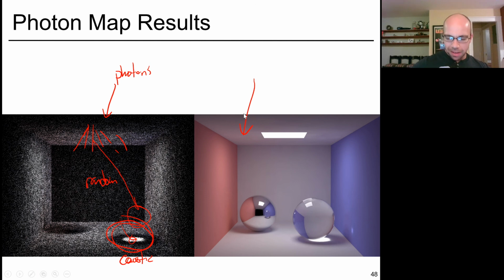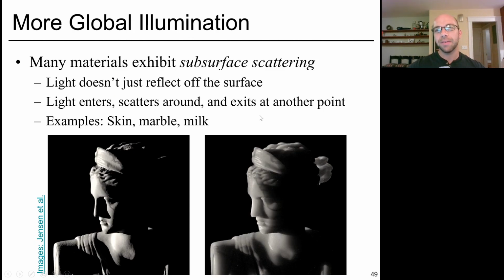So those are our two big strategies, irradiance caching and photon mapping, which could be mixed and matched in different ways, and which both can be used to tackle global illumination. There are many other techniques out there.